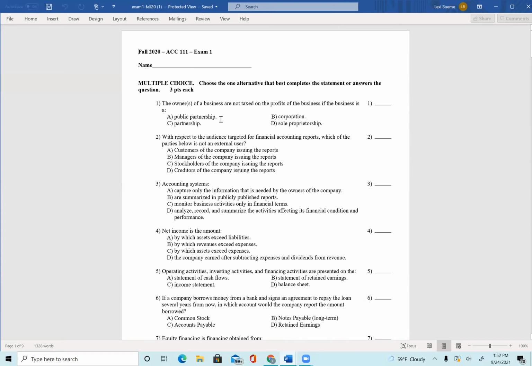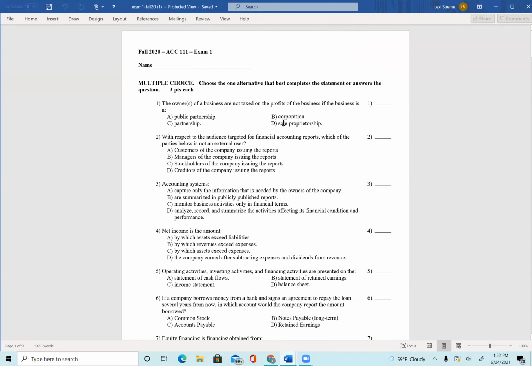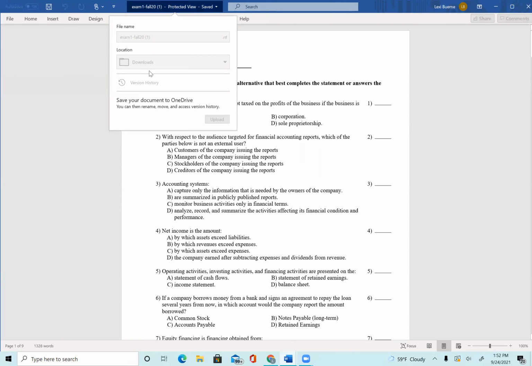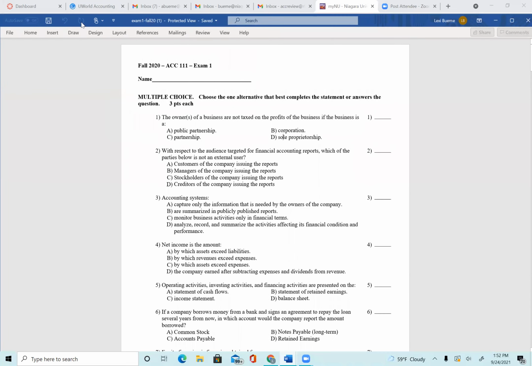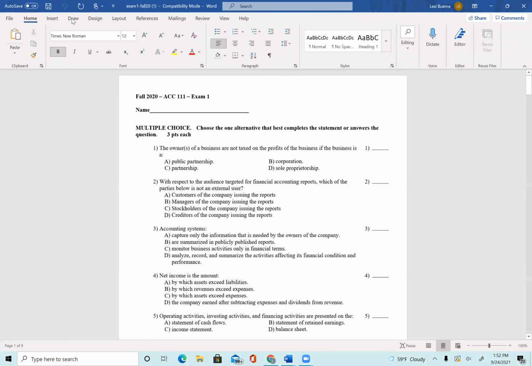So first, the owner of the business are not taxed on profits of the business if the business is a, let me see first, don't know why it's not letting me. One second, let me see why. Enable saving real quick. Okay, perfect. Sorry about that.